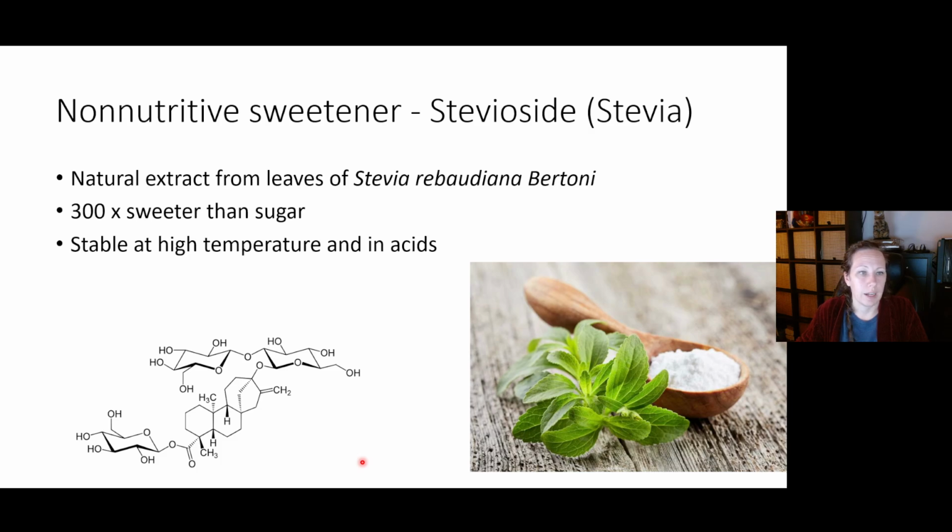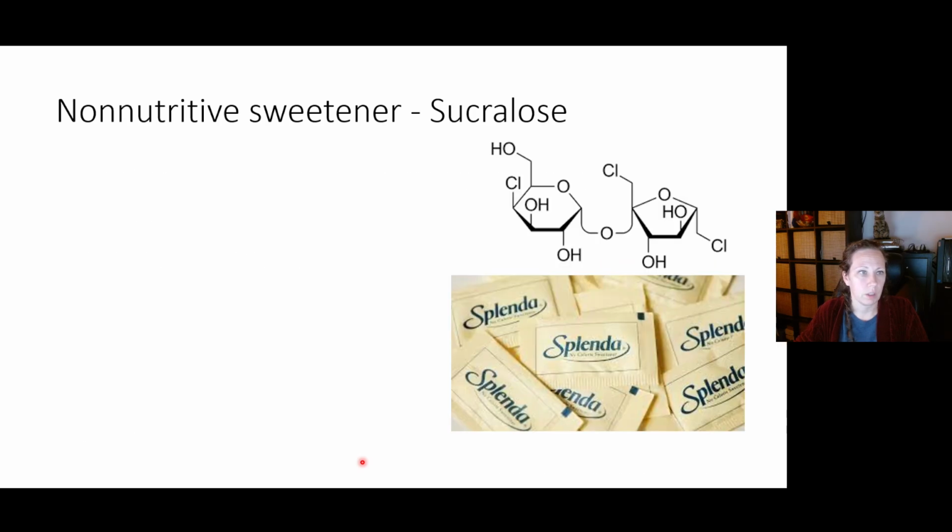It is stable at high temperature as well as acid, so that makes it useful. And it's a relatively newer sweetener. It was approved for use in 2008 and has been on the market since then. Next non-nutritive sweetener is sucralose. This one entered the market in 1998, so a little bit older than stevia. We know it as Splenda commercially.